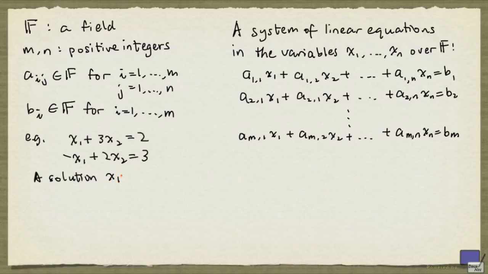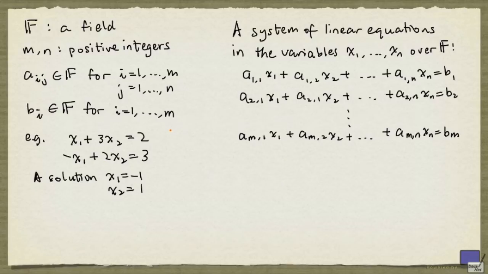And the solution is given by x1 equals minus 1 and x2 equals 1. You can easily check that. If we substitute x1 equals minus 1 and x2 equals 1 into the first equation here, I get minus 1 plus 3 times 1, that's 2. And if I substitute these into the second equation, I get minus 1, which is positive 1, plus 2 times 1, and that is 3.